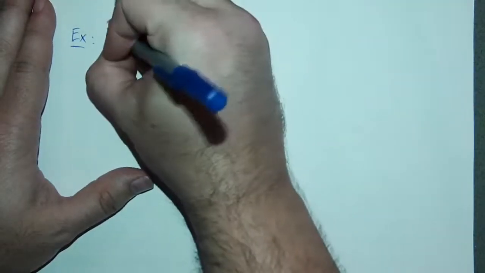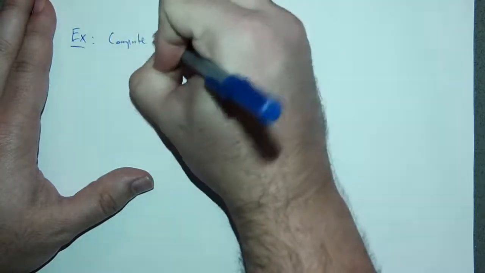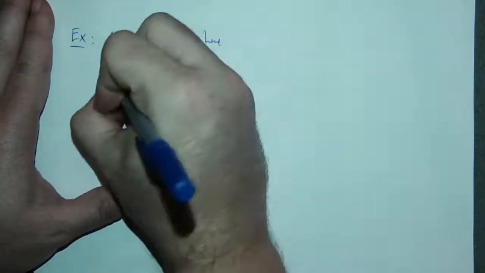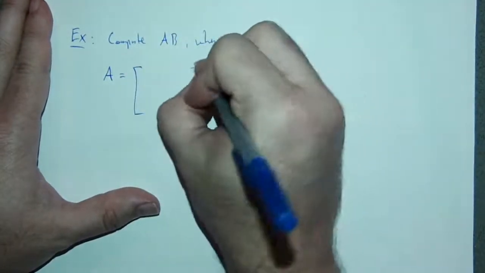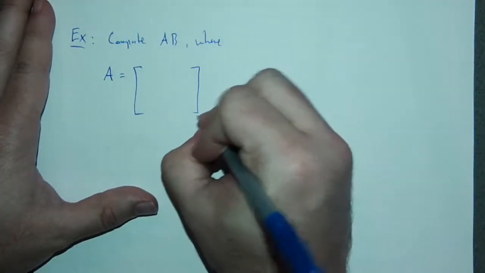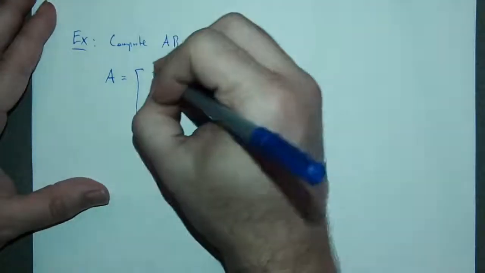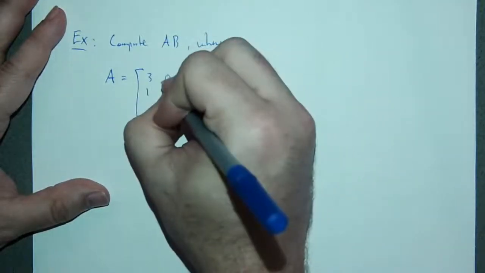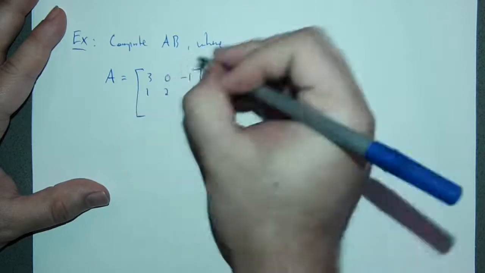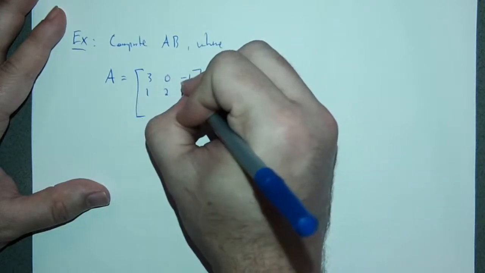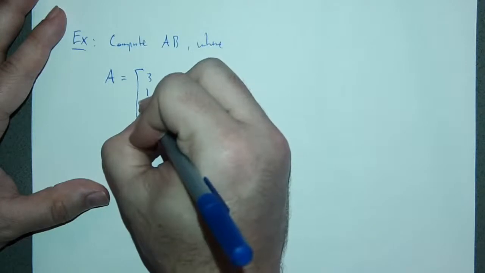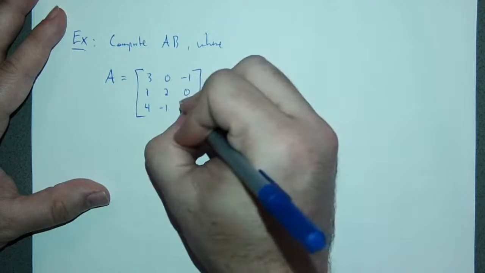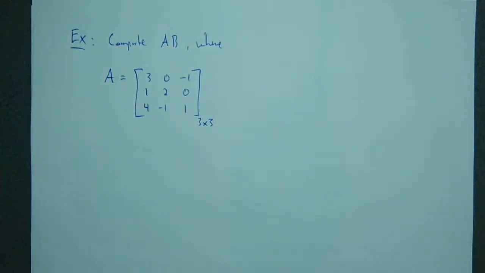Let's compute A times B, where A is a 3 by 3 matrix. What do I want here? Let's say 3, 0, minus 1, 1, 2, 0, and here I'll put 4, say minus 1 and 1. Okay, so there's our matrix A.